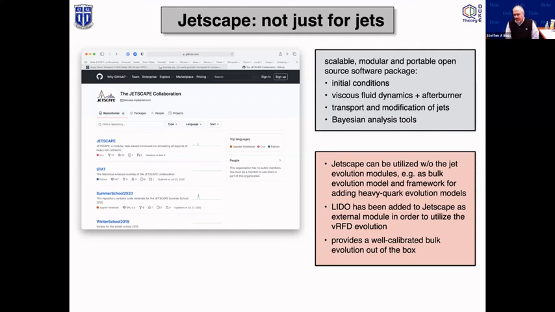As one example, we have done that with LIDO, which is a linearized Boltzmann model developed at Duke by YRK. That has been added to Jetscape as an external model in order to utilize the viscous fluid dynamical evolution. So Jetscape can provide you with a well-calibrated bulk evolution pretty much out of the box. There is a learning curve, but it's not so bad, in particular given that Jetscape runs annual schools that teach grad students how to use the package and make progress there.